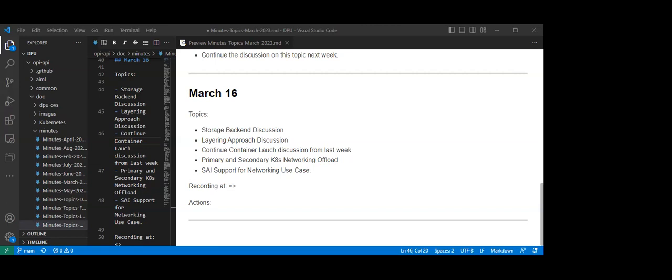Okay, so the next one that we had on the list was our primary and secondary Kubernetes networking offload. I know we've had several discussions around that, so I'm going to go ahead and open up the floor for continued discussions on how we want to take a look at that networking offload. Do we want to consider breaking it into, I guess, two elements, is the way I've been formulating it in my head.